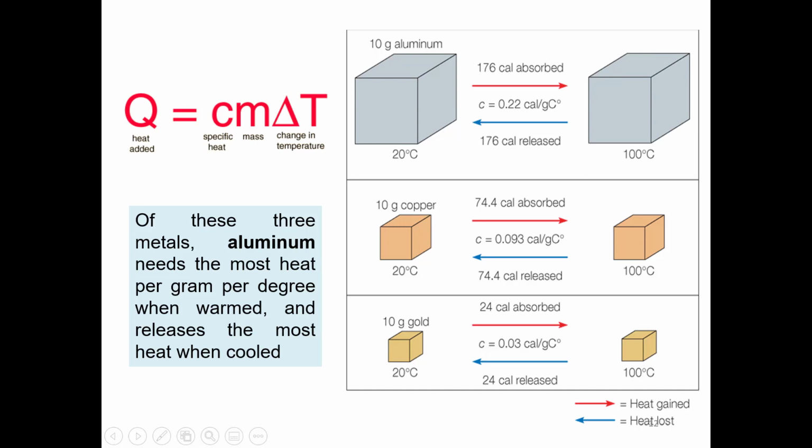Now, if we had the same mass of copper, and the same change in temperature, what happened is the heat needed to increase the temperature from 20 degrees Celsius to 100 degrees Celsius for 10 grams of copper is just 74.4. It's less compared with the aluminum.